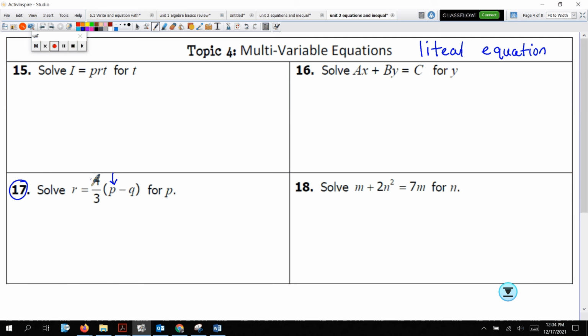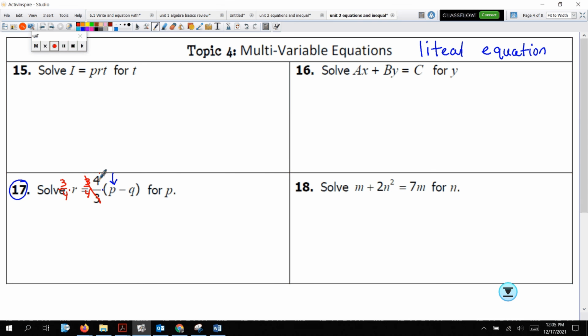The first thing you might be thinking about, you see parentheses, you might want to distribute. But then I'm just making p bigger. I want p to be by itself, and it is kind of by itself inside the parentheses. So I'm going to get rid of that 4/3. Again, this is multiplication, and you're like, oh, I want to divide. But we don't divide fractions. We multiply by the reciprocal. So I'm going to multiply by 3/4 to both sides.